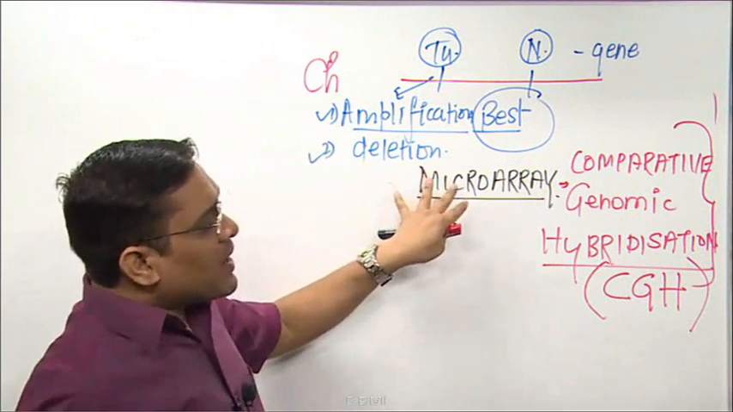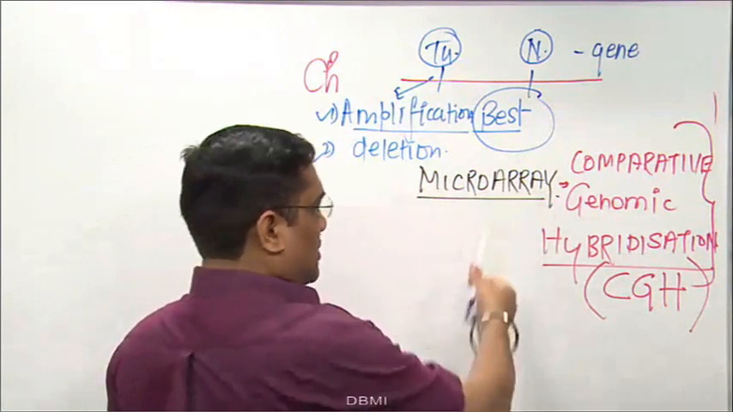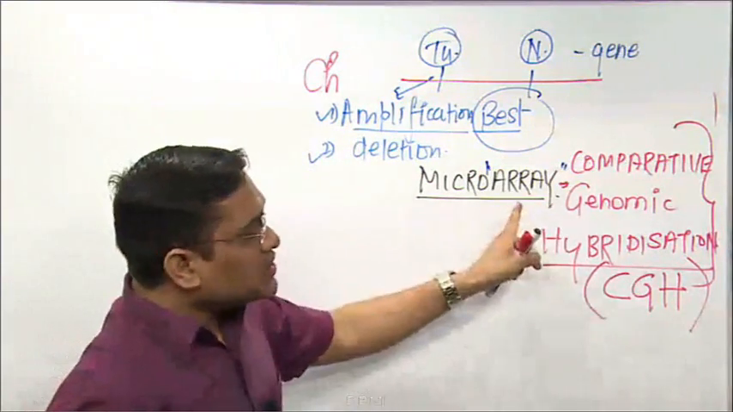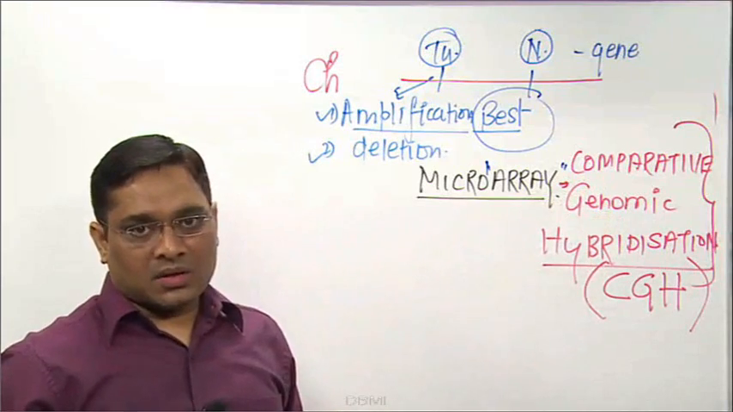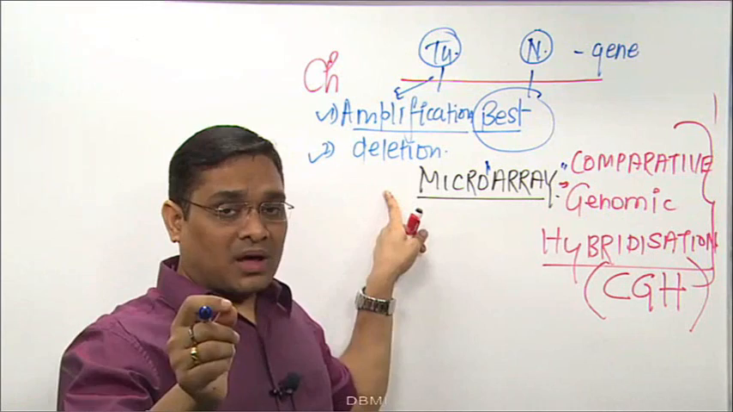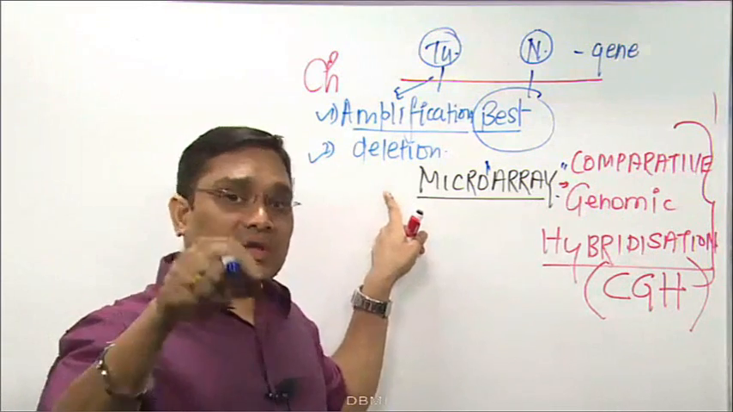And this is called microarray or array based. Sometimes they write it like this also, array based. In Robbins it is written like this only, array based comparative genomic hybridization. I wrote it like this for your concept and understanding.